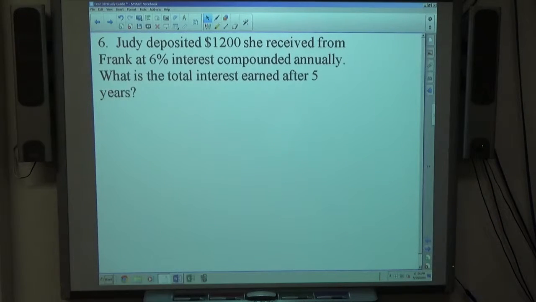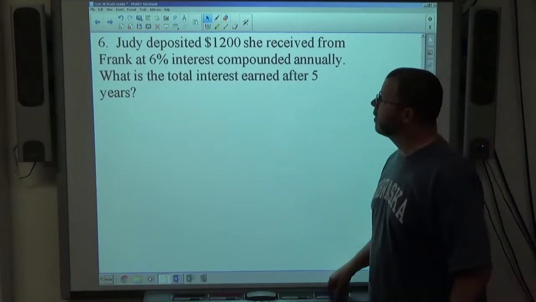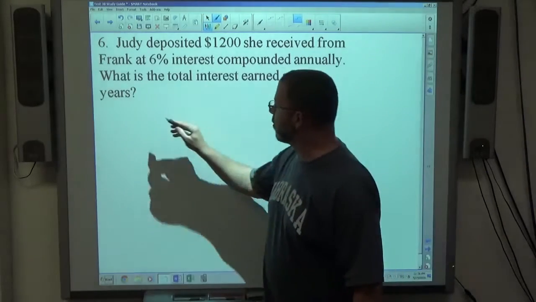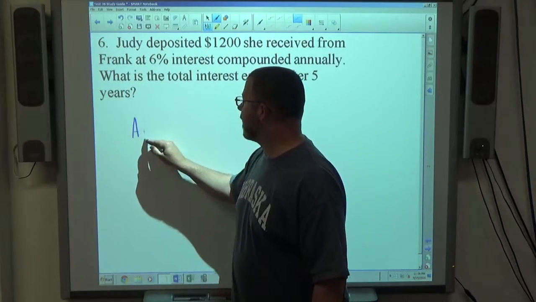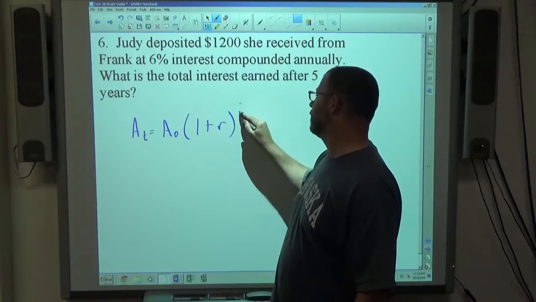Number 6, Judy deposited $1,200 she received from Frank at 6% interest compounded annually. What's the total interest earned after 5 years? Our formula for compounding interest is the final amount of money is equal to the initial investment times 1 plus the interest rate as a decimal to the t power.